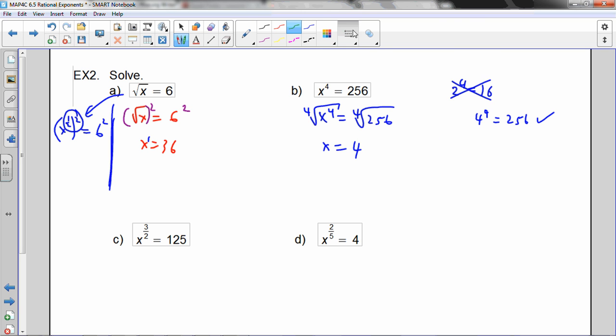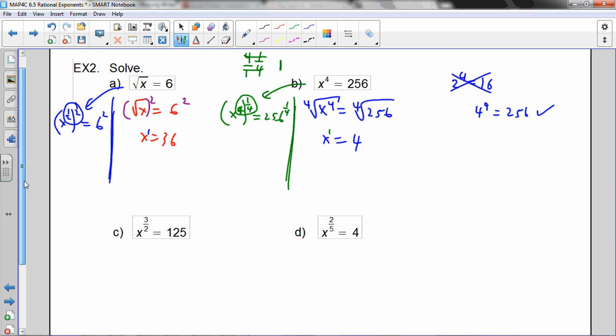Again, second way of doing this, a setup way. This is what we had: x to the exponent 4 equals 256. And what did we do? We did the fourth root. The fourth root is the same as the exponent 1/4. And again, notice 4 times 1/4 is just 1. And that's what we have: x to the exponent 1. Thinking of it this way is going to become handy in these next problems.